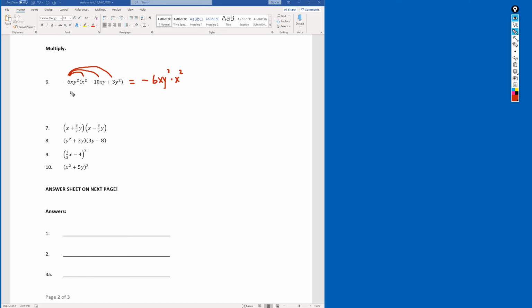For the second multiplication, notice that this is negative and this is negative, so it's going to turn into a plus. So we're going to do plus 6xy squared times 10xy. And then on the third multiplication, negative times positive, so it's going to be negative. So minus 6xy squared times 3y squared.